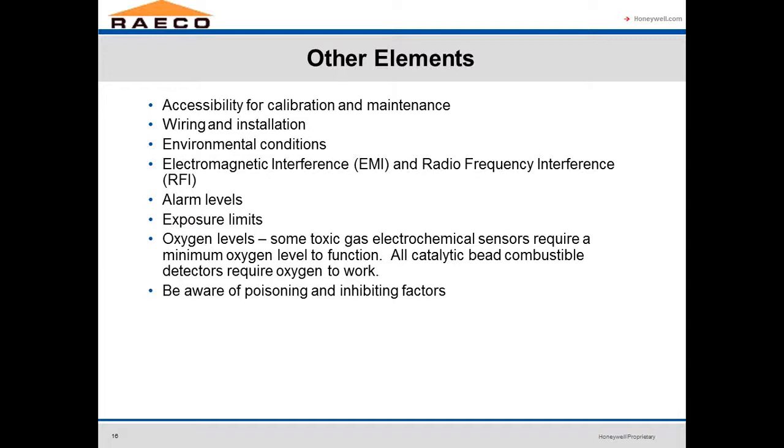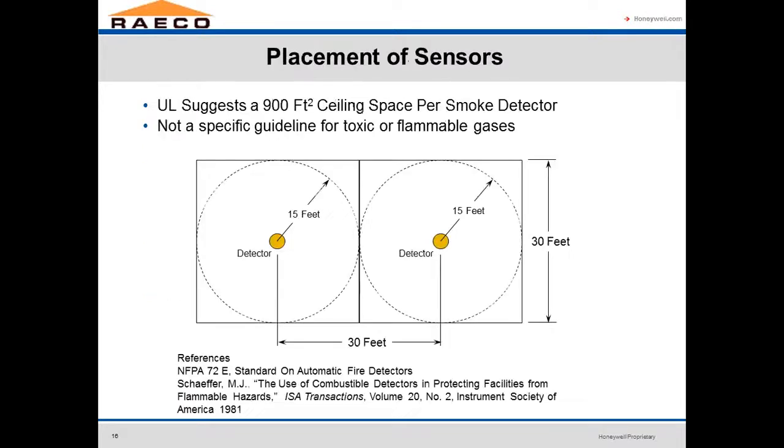Oxygen levels, again, electrochemical sensors require some oxygen to function properly, as well as catalytic bead. And then also be aware of poisoning. Overexposure to target gases could possibly tend to dry up the electrolyte in an electrochemical cell, or silicones would tend to coat a bead on a catalytic bead sensor, rendering it useless until it is checked with some calibration gas to make sure that it is still responding properly. So being aware of other types of compounds that are in your facility is key as well.